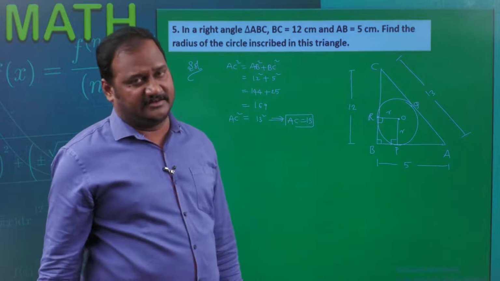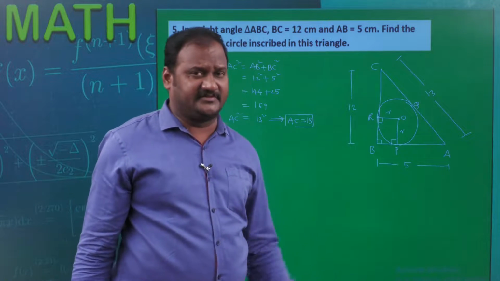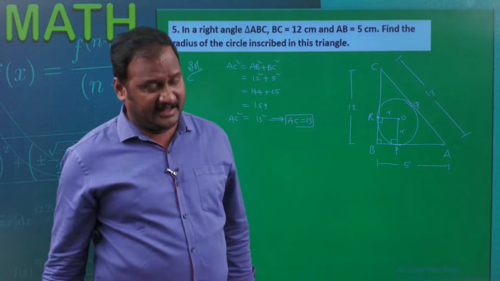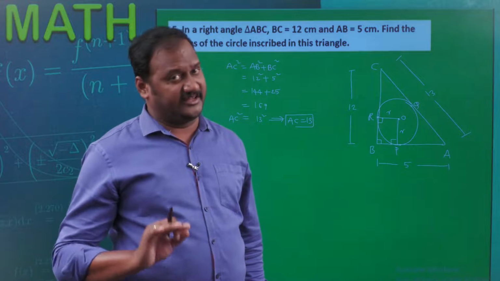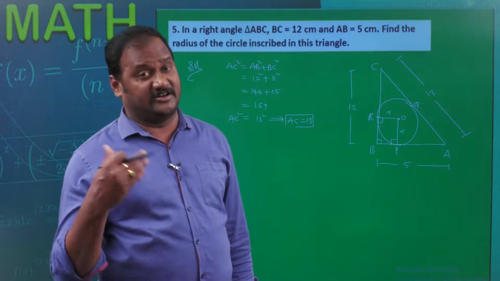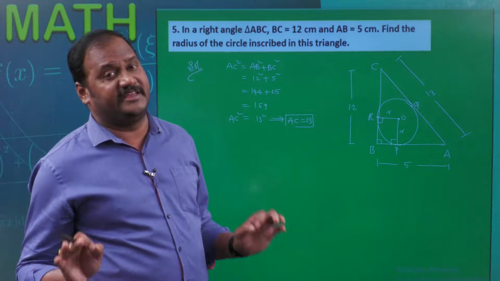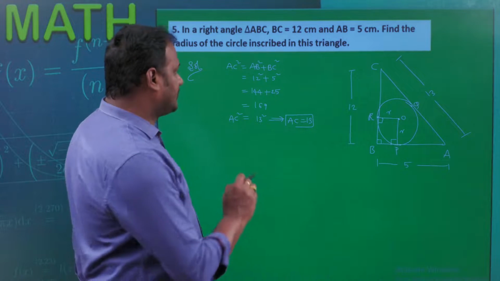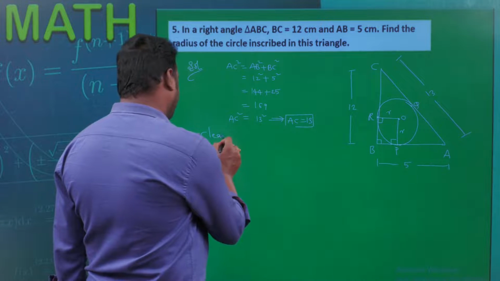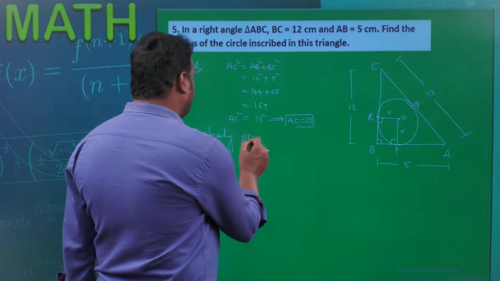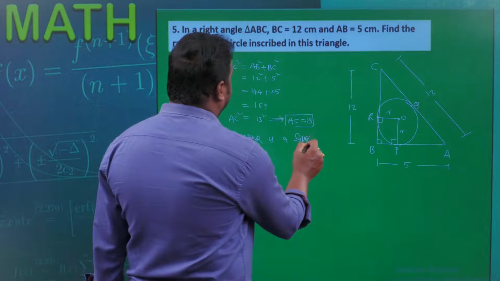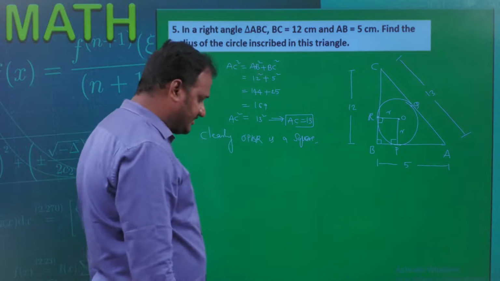In a quadrilateral, three angles are 90 degrees, means obviously the fourth angle is also 90 degrees. Means it should be a rectangle. But in a rectangle, adjacent sides are not necessarily equal. But here adjacent sides are equal. If in a rectangle, adjacent sides are also equal, then it should be a square. Right? So clearly, OPBR is a square. Since it is a square, all the four sides are equal.